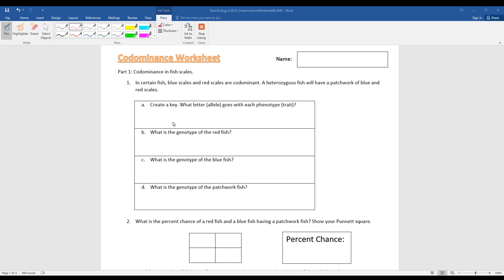All right, we're going to go over this worksheet. So it's codominance. It says blue scales and red scales are codominant. Heterozygous fish will have blue and red scales. So which letter goes with each? First we have to make a key.